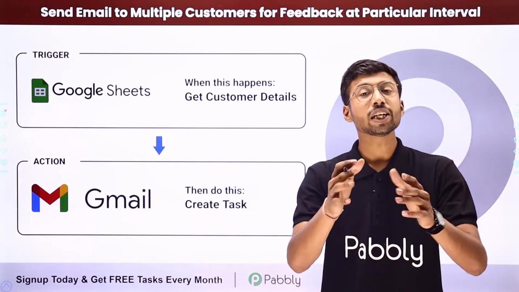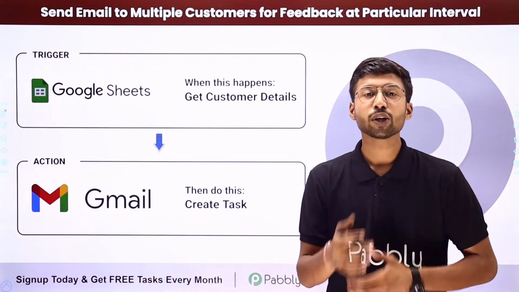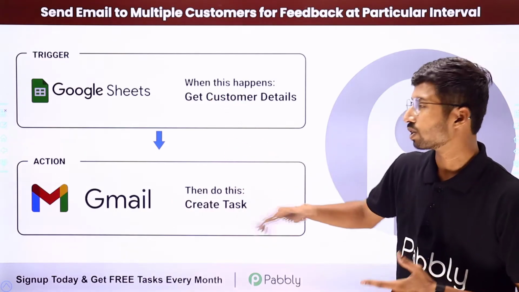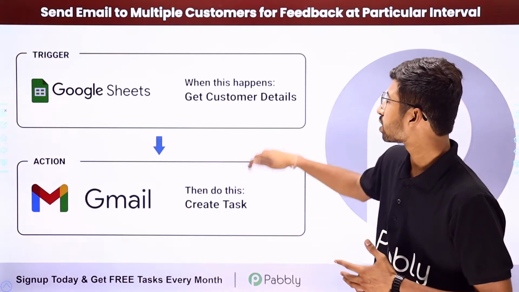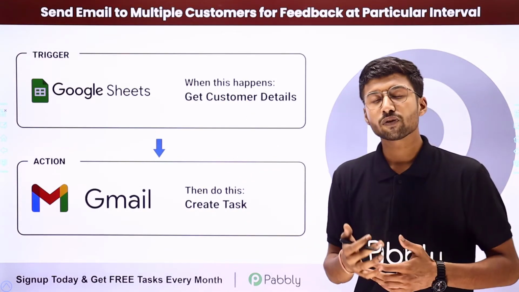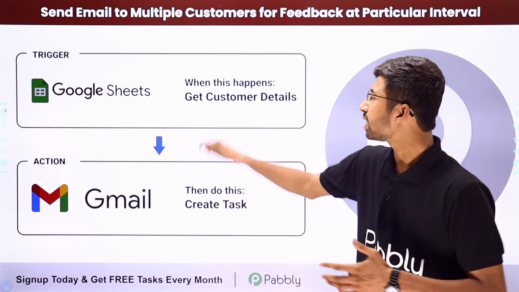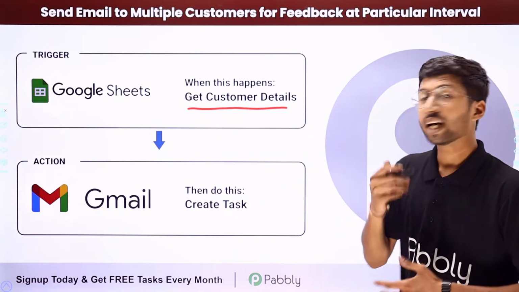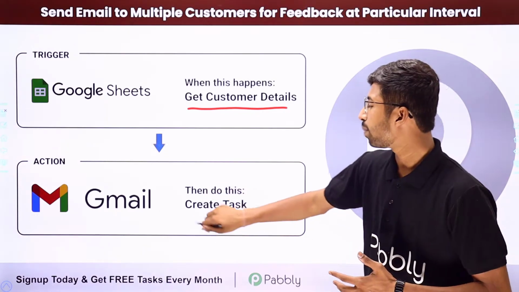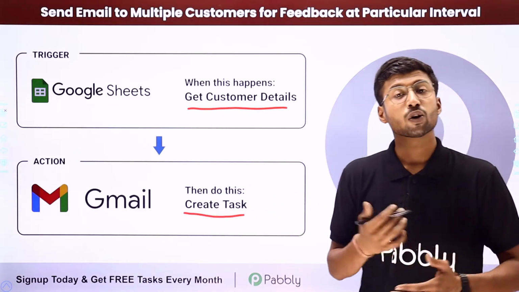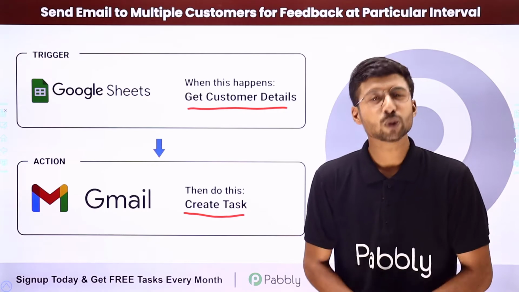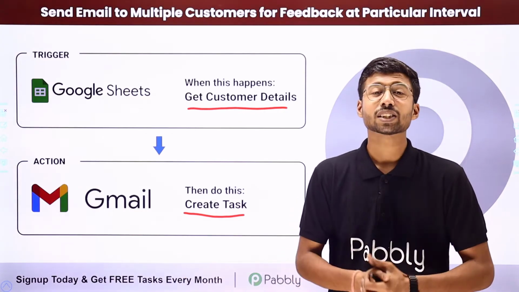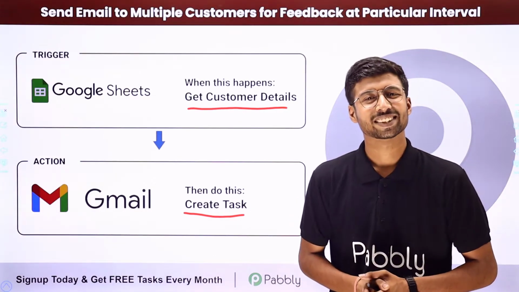Now, to completely automate this process, we are going to use Google Sheet and Gmail. Suppose we have the details of the customers in Google Sheet. Every couple of days or every week, we will get the details of the customers from Google Sheet, and using this automation, we will send them an email asking for feedback or a review of our business. Now, how can you set up this automation? To know this, you have to come with me to my screen.